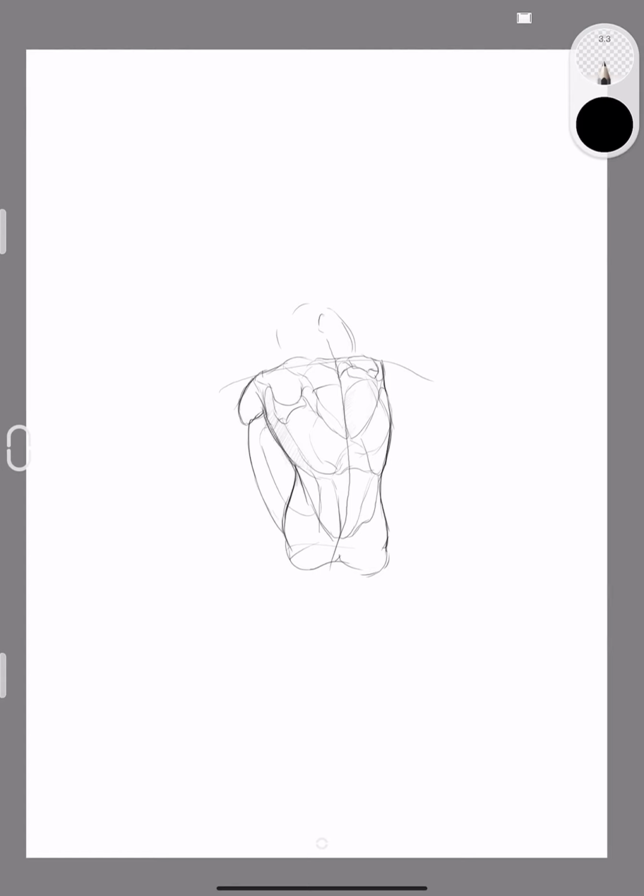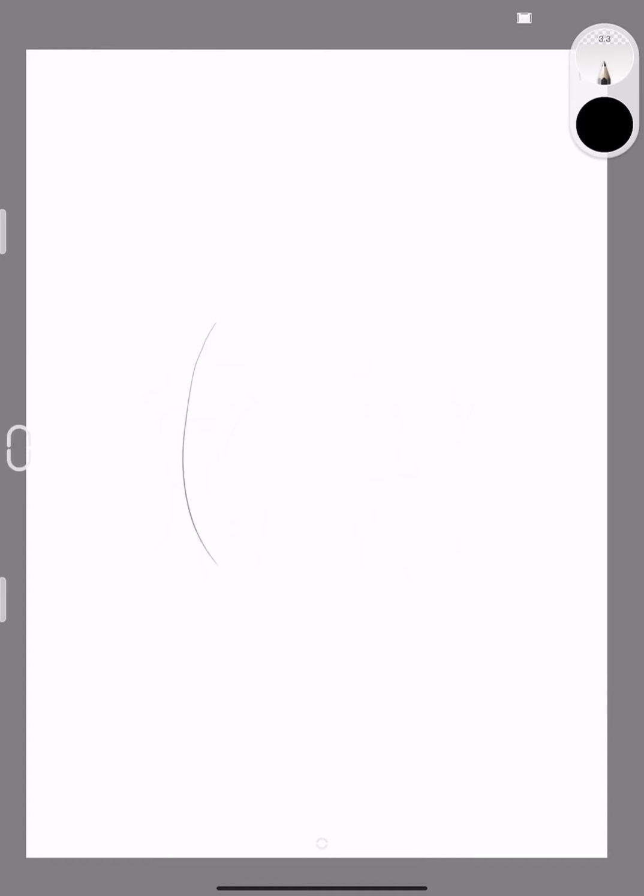From here, if we were to build up some part of tonal value, very quickly you'll be able to see and follow the contour lines and identifiable areas of the muscle that we've just drawn. It is important that we go according to the muscles as we build up for identifications.